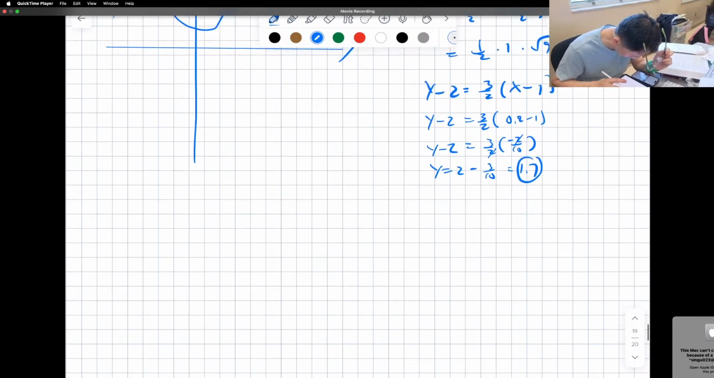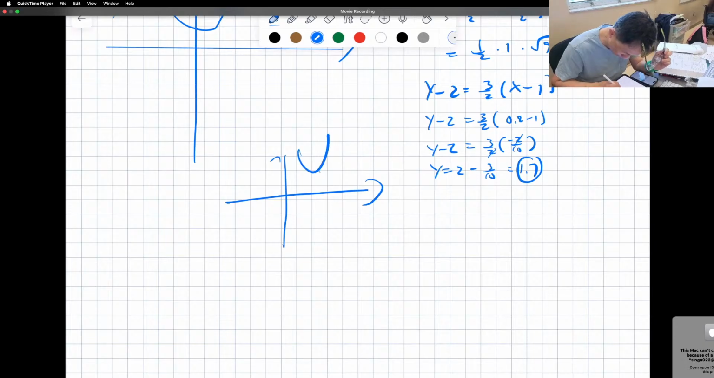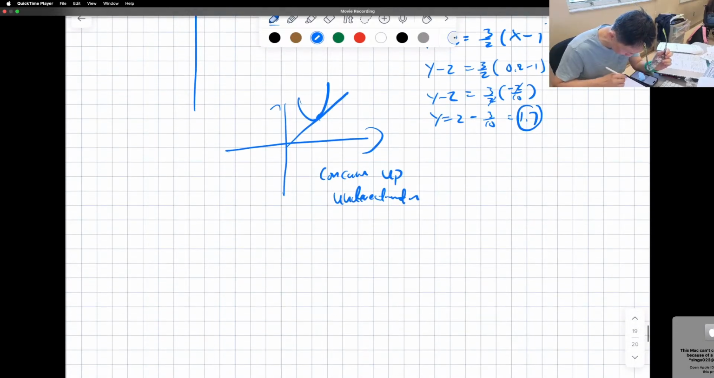1.7. Again, if g double prime of x is concave up, then you're gonna say concave up and this is an underestimate. So you must mention concave up. For D, this is the most points.